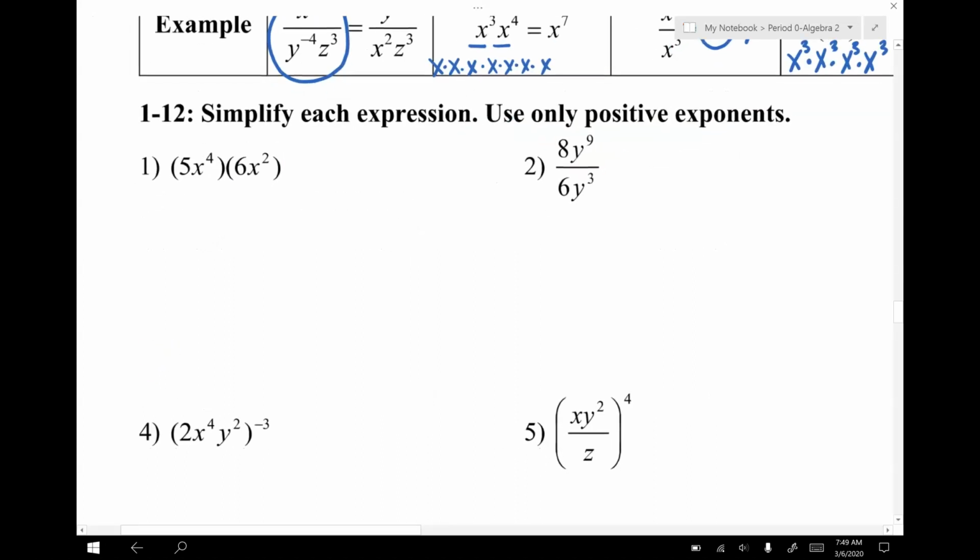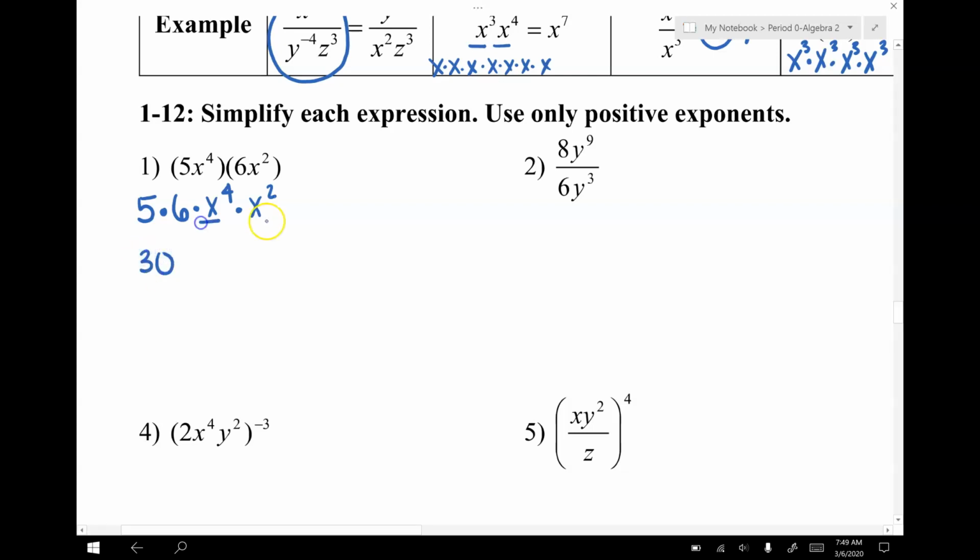So you have the quantity of 5 times x to the 4th times 6 times x squared. You have some real numbers and some variables together. What I recommend is putting all of your real numbers together and all of your variables together. These are all multiplication. Then compute real numbers as always. 5 times 6 is 30.